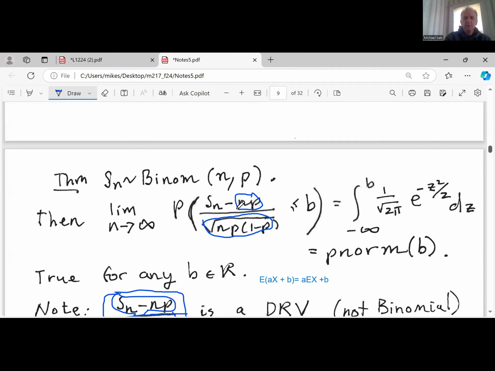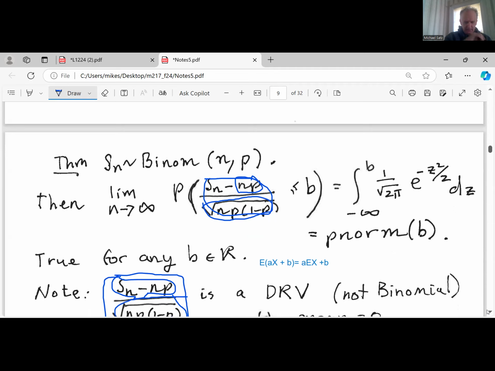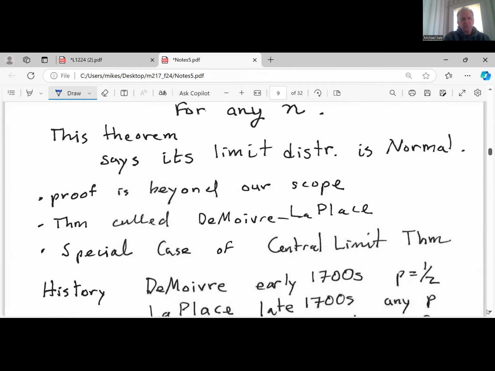What does that mean? In the limit, the probability that this thing, this standardized binomial random variable, is less than or equal to any number b is just given by this integral from minus infinity to b of the standard normal. Freaky, right? You're going from something that's discrete to something that's continuous, but it's in the limit. Okay, so I'm going to write all this stuff down in a second.